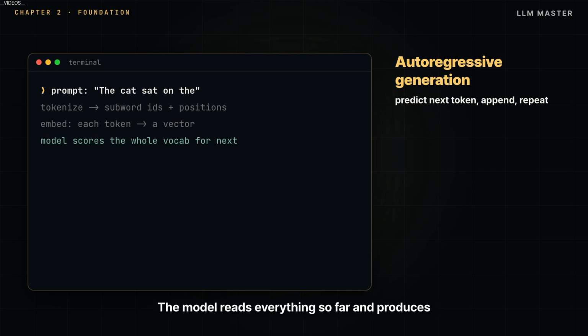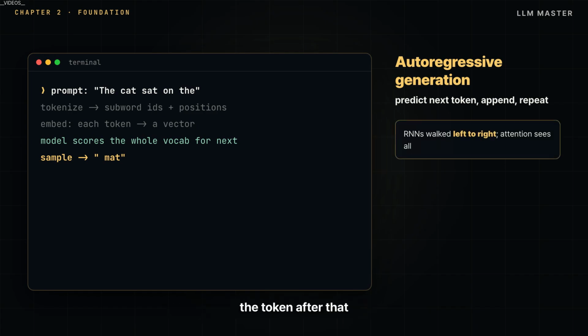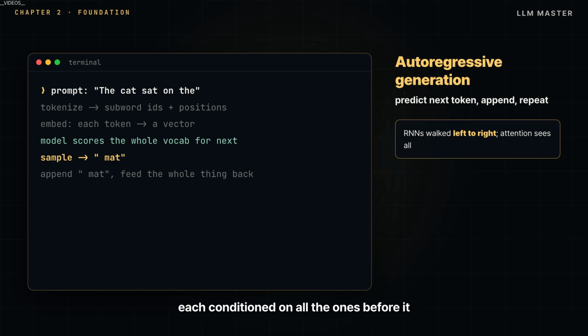The model reads everything so far and produces a probability distribution over the entire vocabulary for the next token. It samples one, appends it, and feeds the whole thing back in to predict the token after that. This is what autoregressive means: one token at a time, each conditioned on all the ones before it, which is why responses stream out word by word.